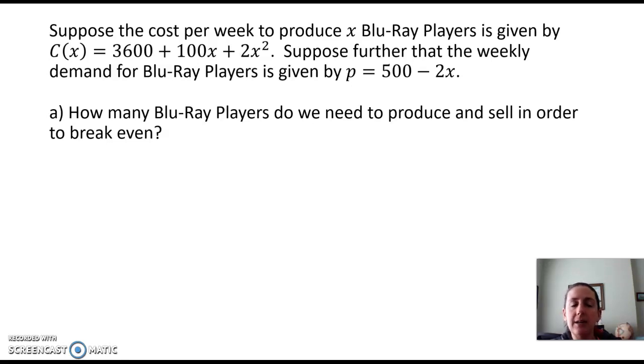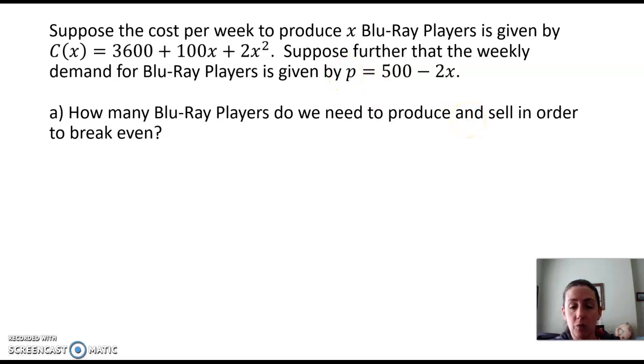Well, when do we break even? We break even when revenue equals cost, but I've got cost, I don't have revenue. I only have our demand equation, which gives price. Or we can set profit equal to 0, but again, I only have my cost and I have my demand, which gives me price. So what do we do? Well, think back.